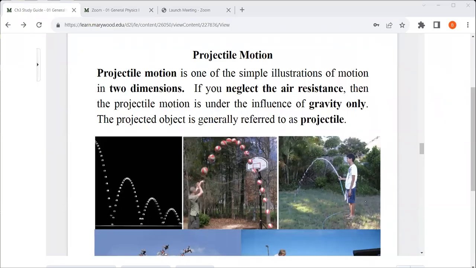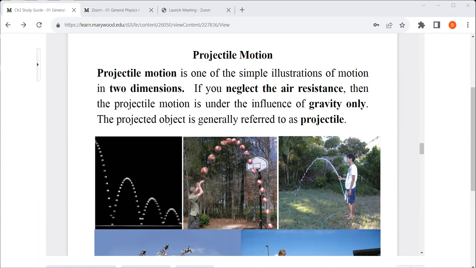All right, so this is the second part of the chapter 3 lecture. Here I'm going to talk about projectile motion. Okay, so what is projectile motion? Projectile motion is one of the simple illustrations of motion in 2 dimensions.